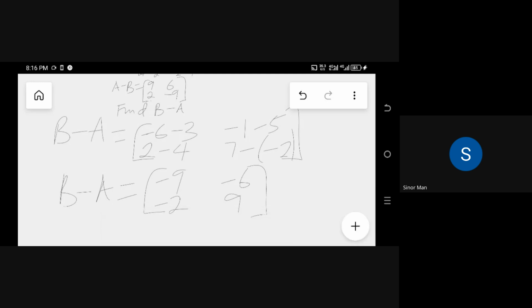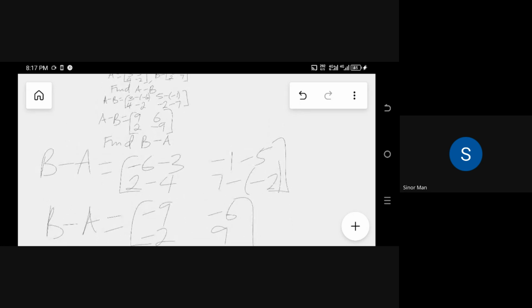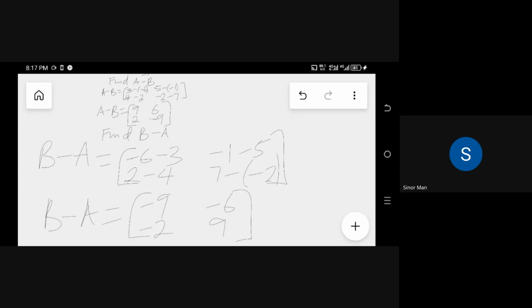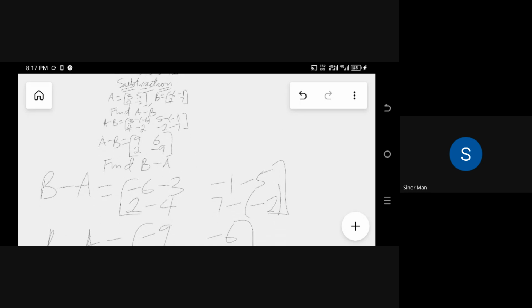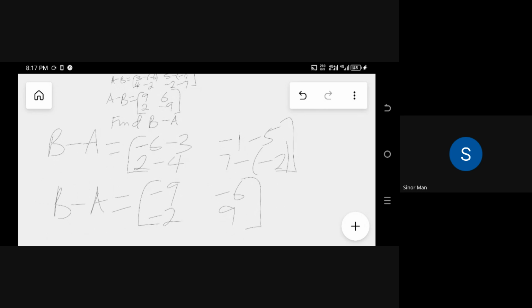If you juxtapose the both of them, A minus B and B minus A, it looks like you're multiplying through by minus 1 actually. A minus B differs from B minus A. For A minus B, you start with A and then subtract the elements in B from it. But for B minus A, you start with B, then subtract the elements of A from it.